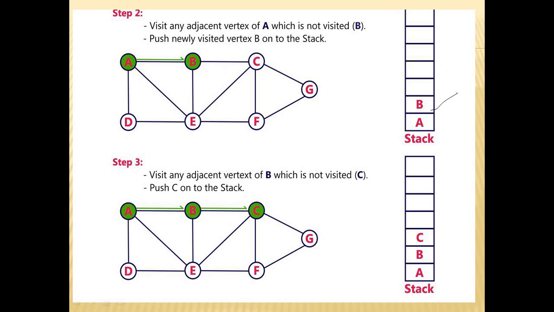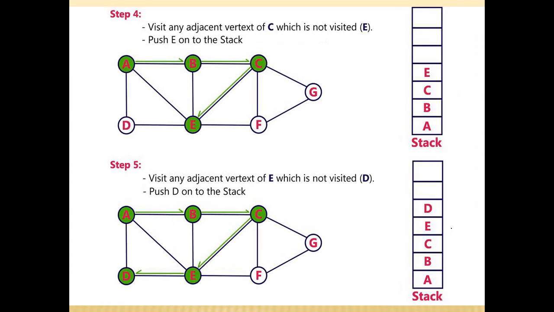Next, visit any adjacent vertex to B. For B, the adjacent vertices are C, E, A. Three are there, but A is already visited. So you can take either C or E. I kept C as visited, so I pushed C onto the stack. Next, we'll repeat the same process. We find the adjacent vertices to C. The adjacent vertices to C are E, F, G. Among these three, we can choose any one. So I chose E. E is visited, and I pushed E into the stack.